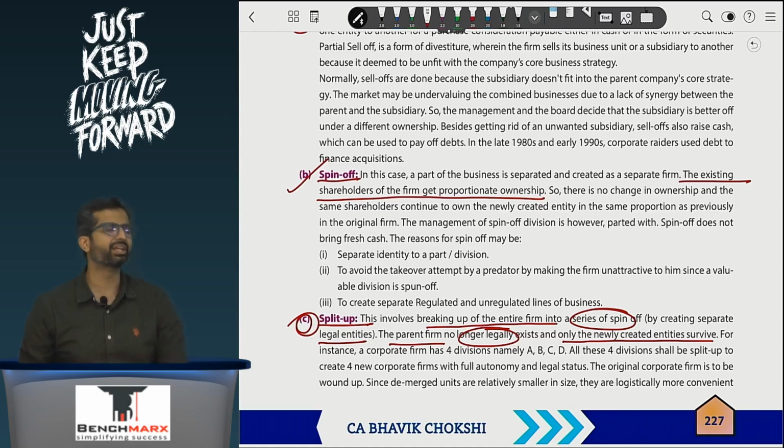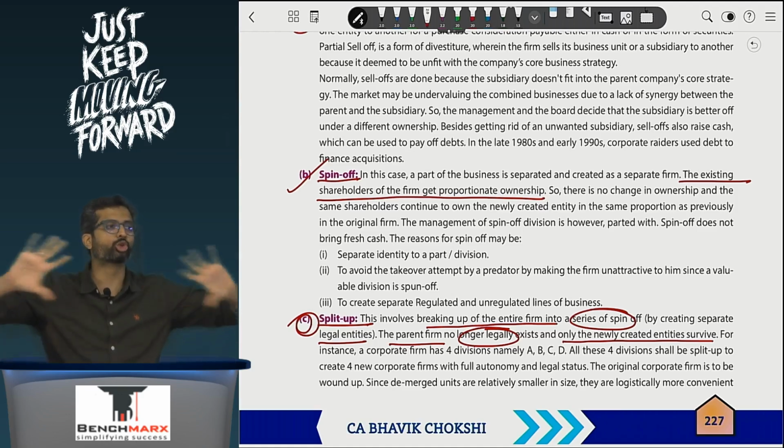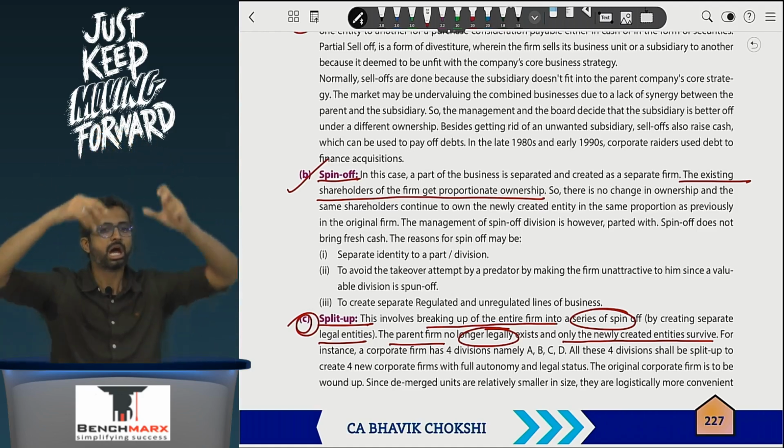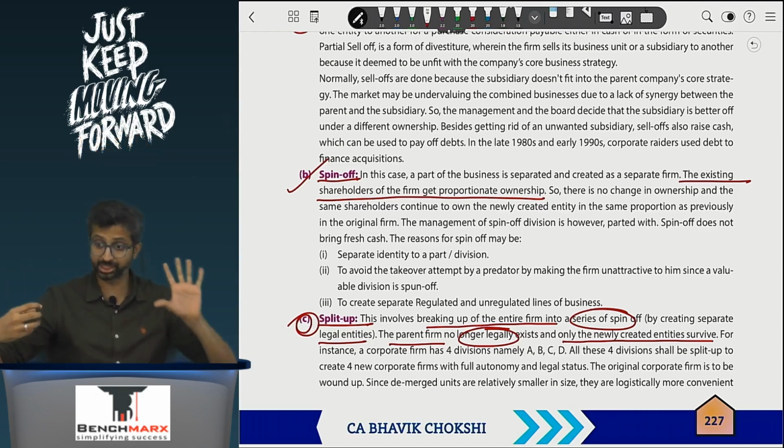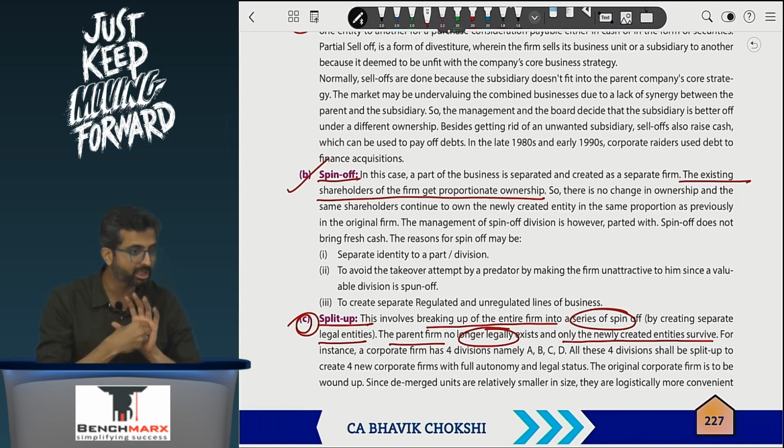It's like in CA Inter, if you remember, what happens in amalgamation? Both companies close and a new company is formed. In absorption, one company closes, the other company is still there, it just merges with the other. In a similar way, this will sound the same, and you will get stuck in the MCQ for sure.